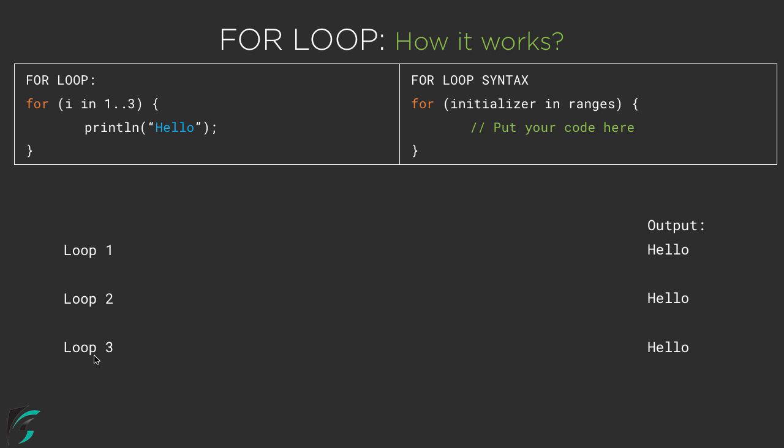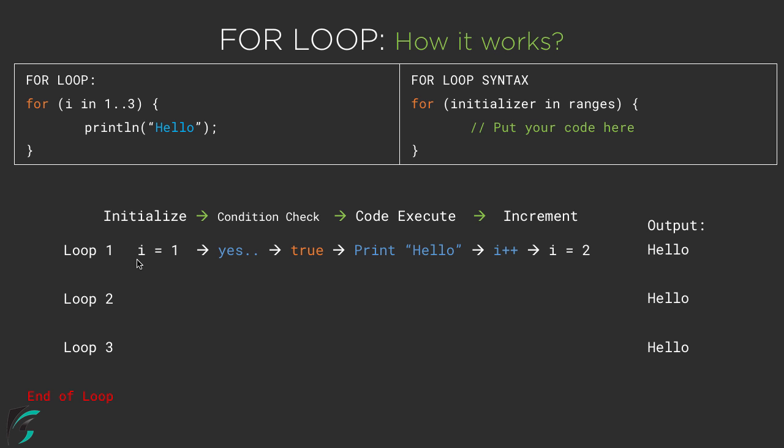Now after the loop 3, the loop actually terminates, right? And now here I have simply defined some columns: initialize, condition check, code execute and increment. So this is the flow for the for loop, right? Now when the first loop is executed, the value of I is 1. And next comes the condition check. So 1 falls inside this range, right? 1, 2, 3. So the condition becomes true, right? And then we simply print hello with the help of this statement.